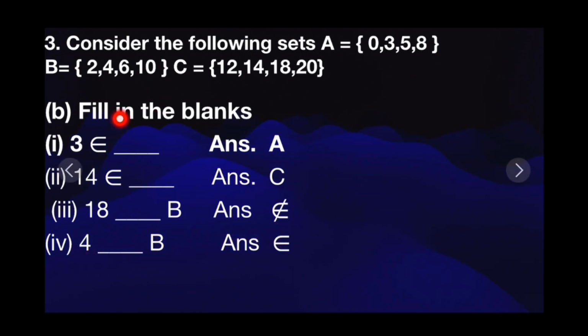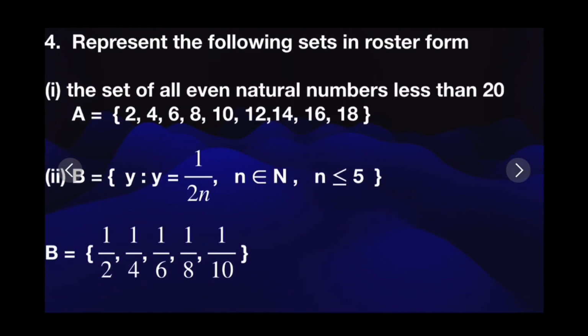4, yes, it belongs to B. So we'll put this symbol. Question 4. Represent the following sets in roster form. The set of all even natural numbers less than 20. So we know all the even natural numbers. We have to list it out: 2, 4, 6, 8, 10, up to 20 only. We should not include 20. So this is the required set.